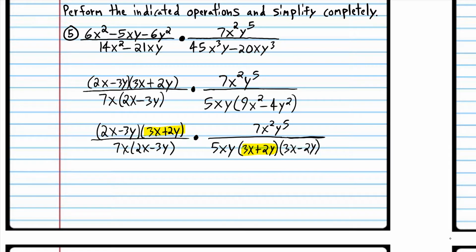Actually, no, those are not the same. You got to be careful. Those are not the same. But I do see 2x minus 3y on the top here and 2x minus 3y on the bottom there, so that's good. So the yellows and the greens, they cancel out.